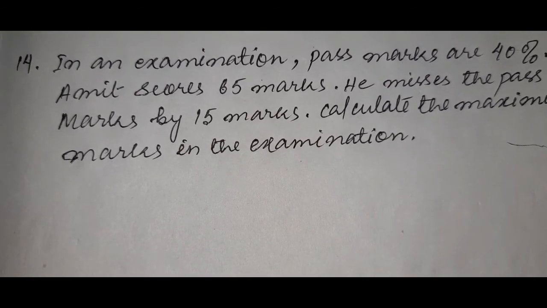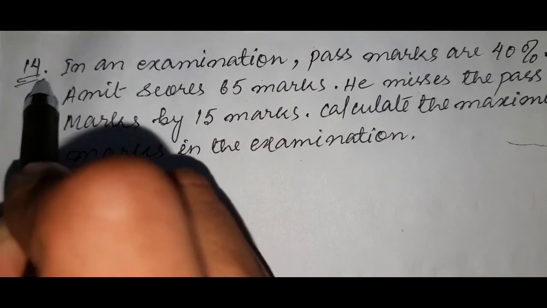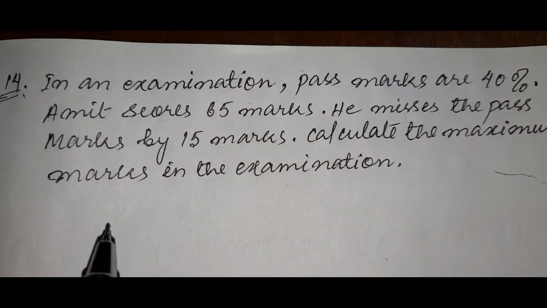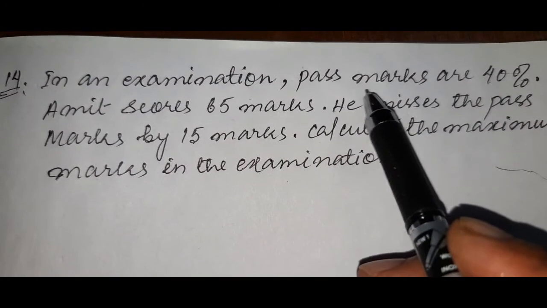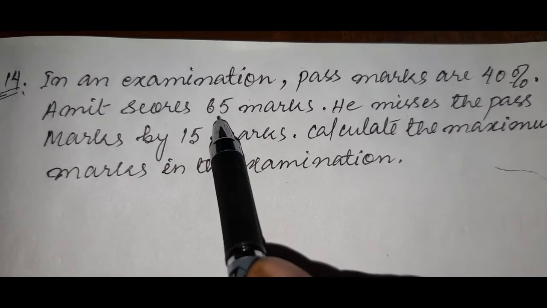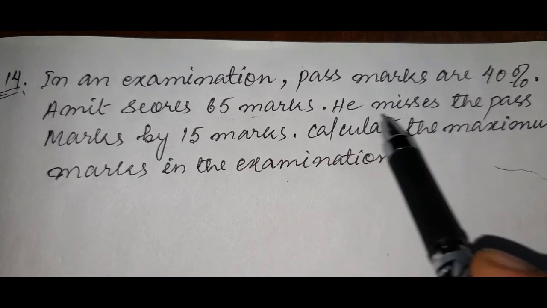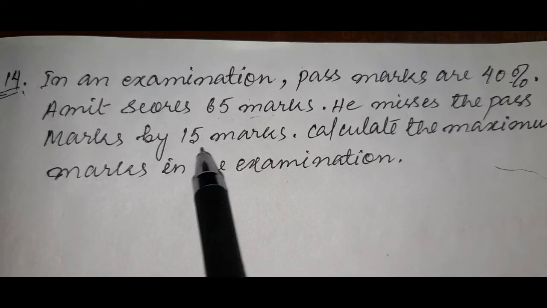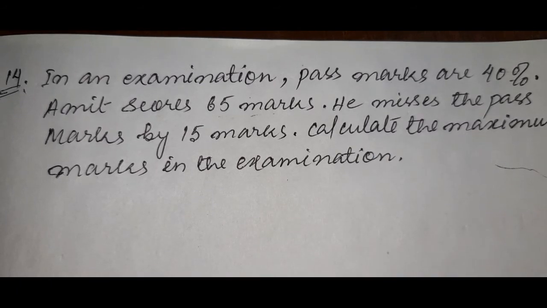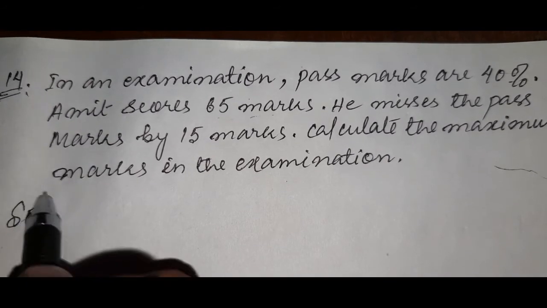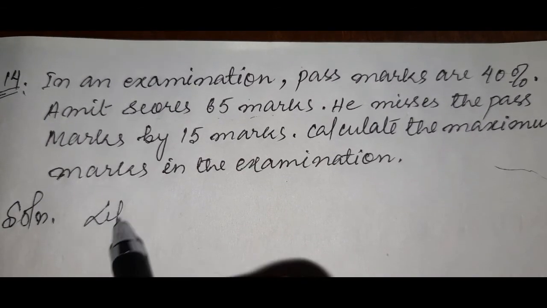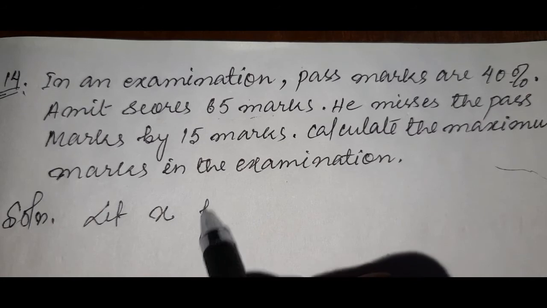Now let's see question number 14. Okay, question number 14. So in an examination, pass marks are 40%. Amit scores 65 marks. He misses the pass marks by 15 marks. Calculate the maximum marks in the examination. Okay, so let's say the maximum marks is X. Let X be the maximum marks.